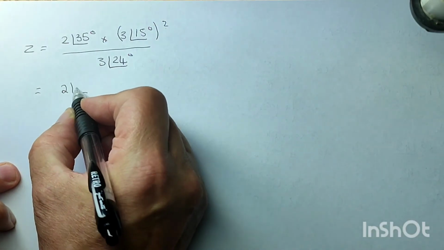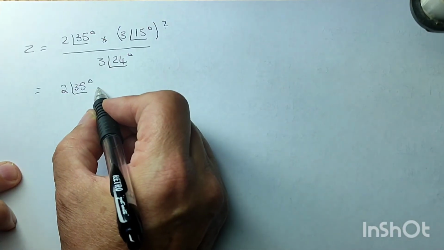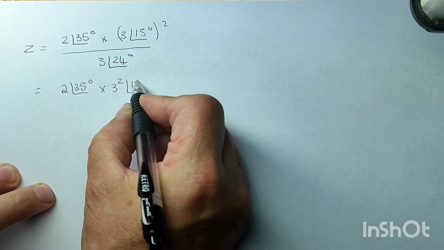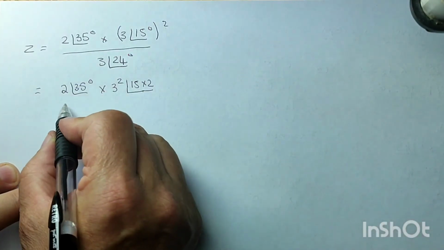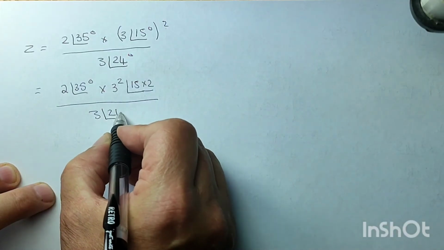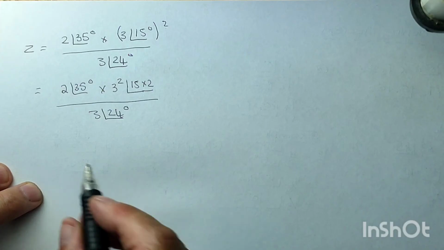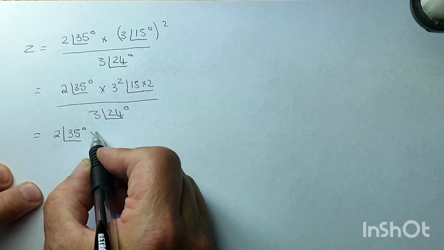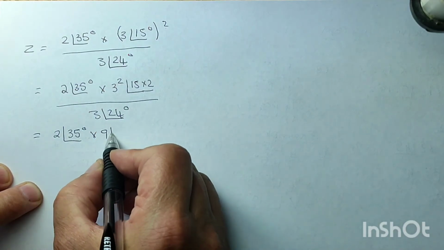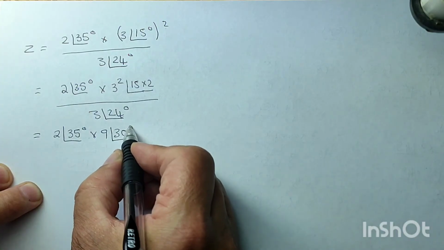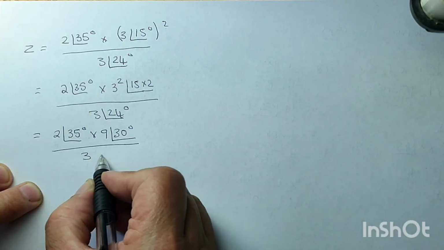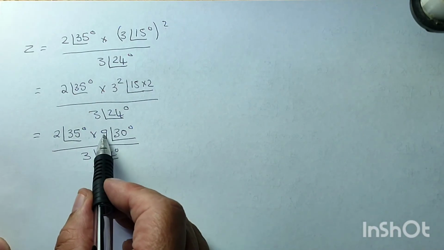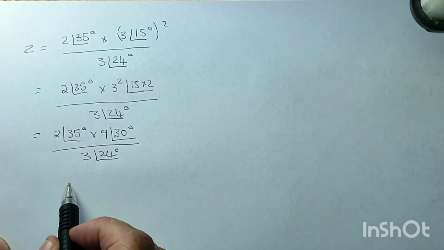So I've got 2 with angle 35 degrees, and with this one I'm going to apply the square to the 3, and I'm going to say 15 times 2, and then at the bottom I have 3 and my 24 degrees. So then I can rewrite this as 2 with an angle of 35 degrees, and this will give 3 squared, which will give me 9, and 15 times 2 will give me 30 degrees, divided by 3 and 24 degrees. So now I can either multiply the two top r's and add the angles, or I can do it all combined.